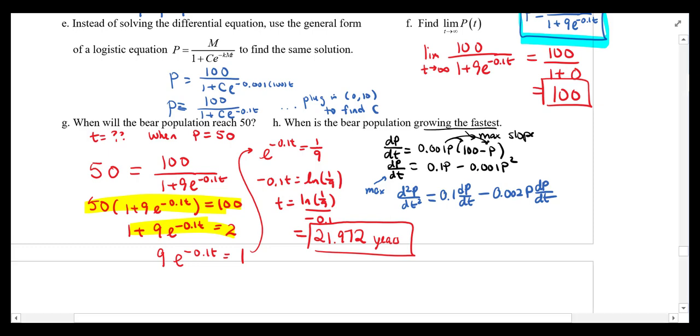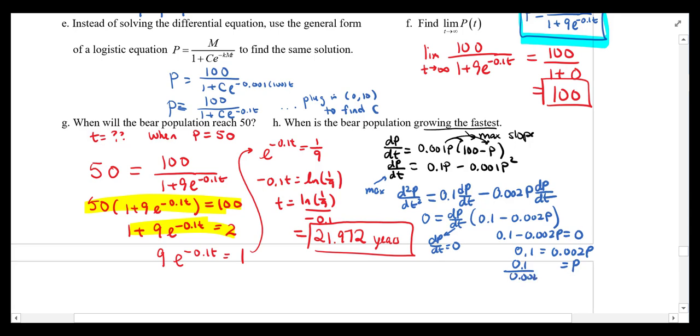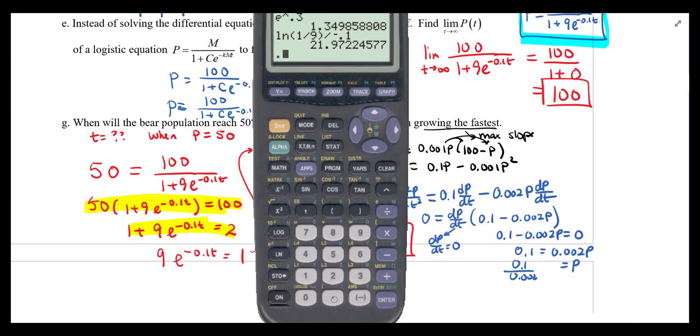Remember, we have to make this equal to 0, and I'm going to factor out dP/dt, because then I have 0.1 minus 0.002P, like this. If I make that equal 0, then either dP/dt equals 0, which doesn't really help me, or 0.1 minus 0.002P equals 0. That does help me, because I can solve for that now. 0.1 equals 0.002P. What is this equal to? Calculator time. 0.1 divided by 0.002.